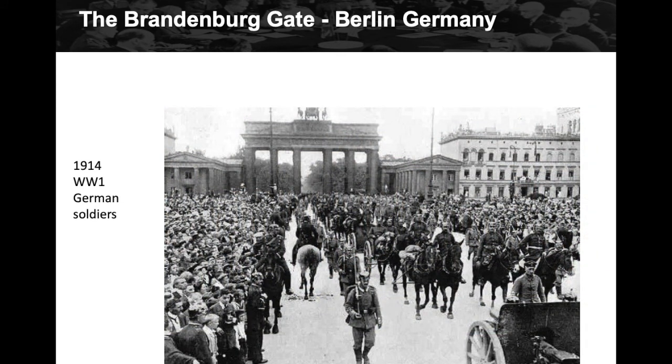1914, World War I. You see the Brandenburg Gate back there. And now what's coming through are German soldiers headed off to the war. This picture was taken in 1914, and it's a parade. You see all the people there all cheering and all that, and here come the soldiers through, and here's their small cannons on the back being pulled by horses. So the Brandenburg Gate back there in the back.